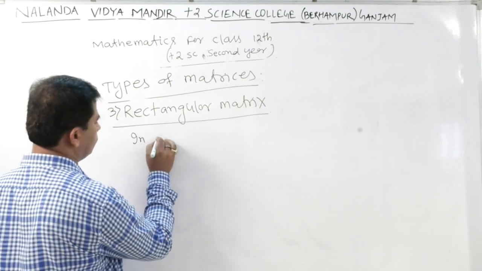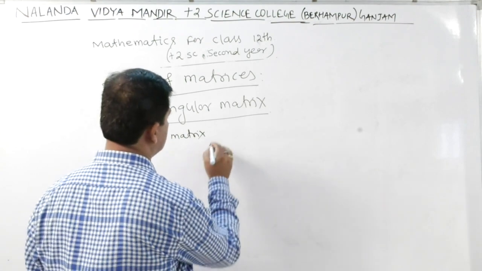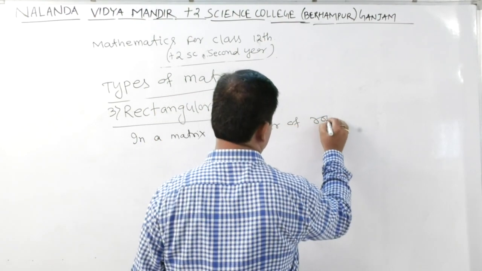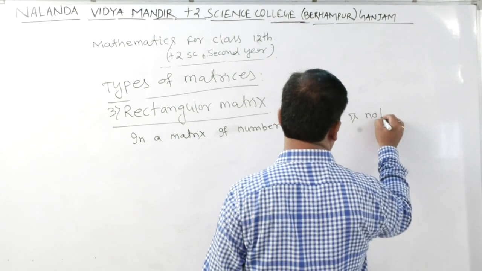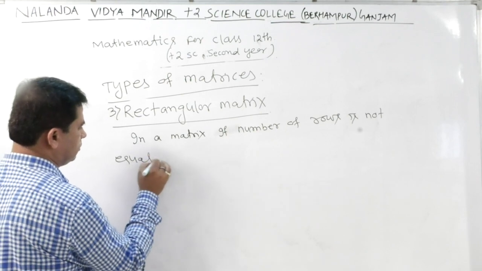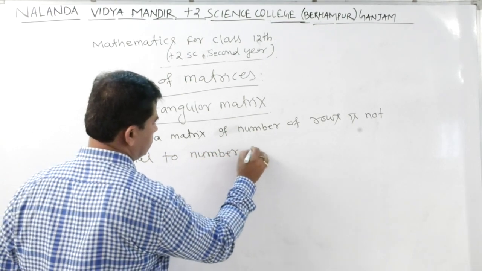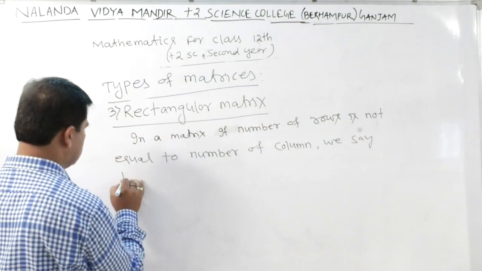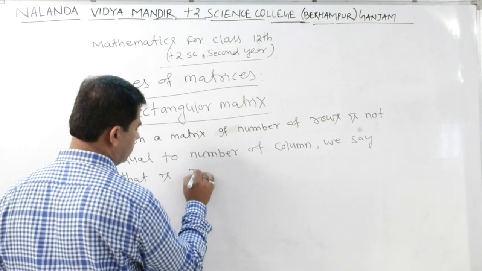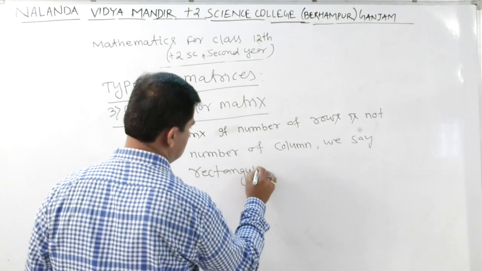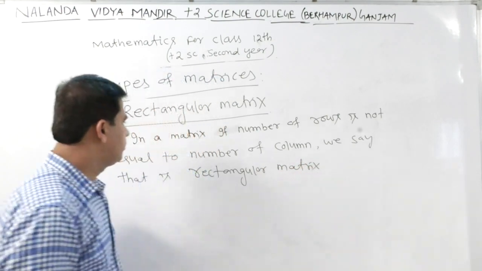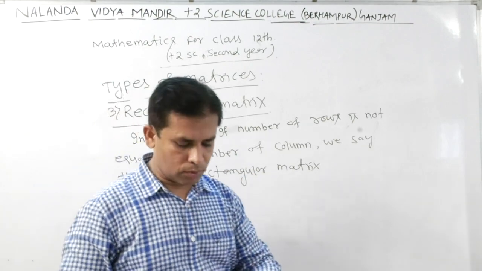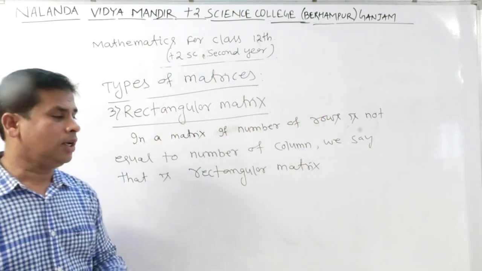In a matrix, if the number of rows is not equal to the number of columns, we say that is a rectangular matrix. In a matrix, if the number of rows and number of columns are not equal, then you say that matrix is known as simply a rectangular matrix.